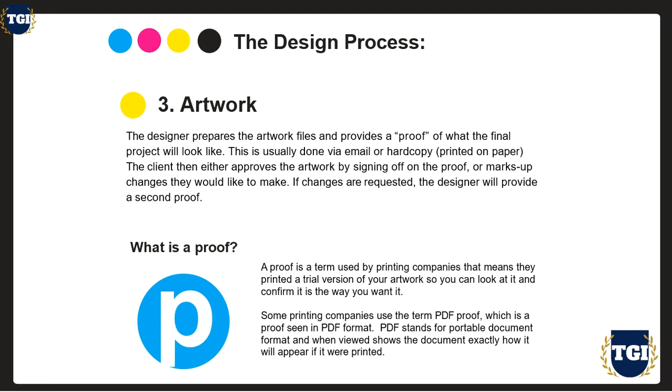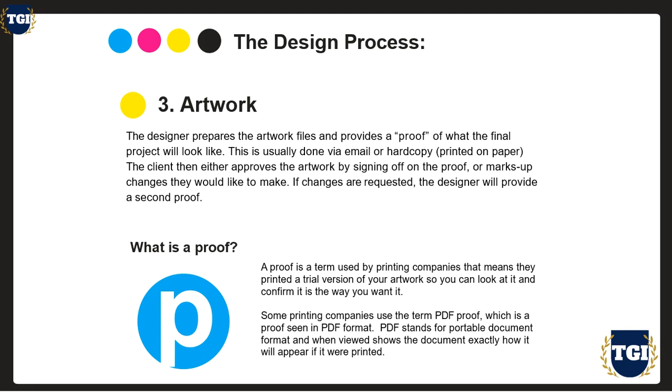So what is a proof? A proof is a term used by printing companies that means they printed a trial version of your artwork so you can look at it and confirm it is the way you want it to be. Now, when we are carrying out design, sometimes it doesn't only end at the final touches. You need to print it out to see if the quality is great. You need to see if the resolution is the perfect resolution requested. Because sometimes if you're designing, let's say, a banner, all right, if you don't put the appropriate resolution, once it is printed, the quality will not be good. All right. It may be good on paper, but not good physically when it's printed.